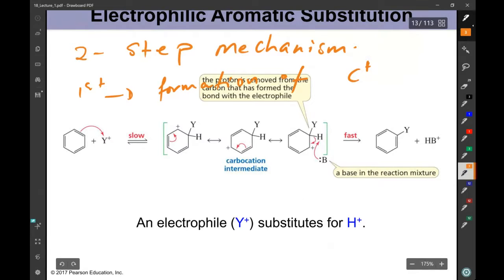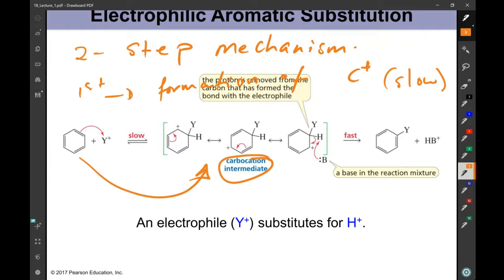Formation of the carbocation, that's the first step. And that formation of the carbocation, as usual, I always told you guys, is the slowest step. So that's the rate determining step, which is this first step here. So you form your carbocation intermediate. And I want you to take note that that carbocation intermediate is very stable because it can undergo resonance.